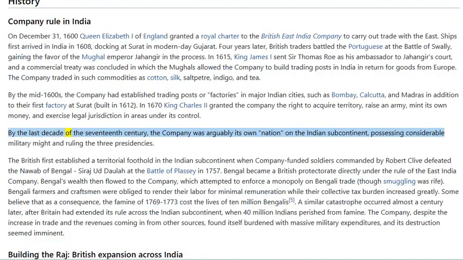By the last decade of the 17th century, the company was arguably its own nation on the Indian subcontinent, possessing considerable military might and ruling the three presidencies.